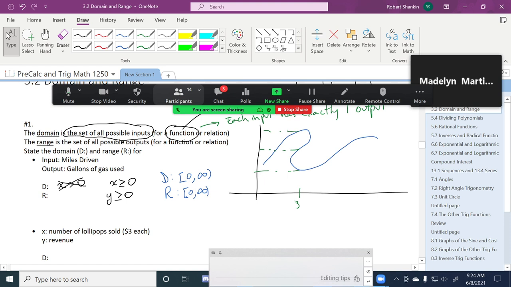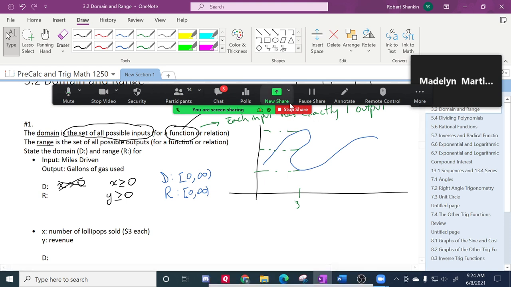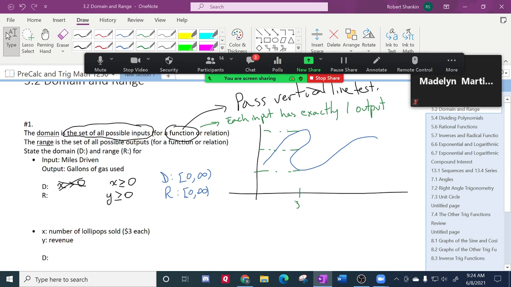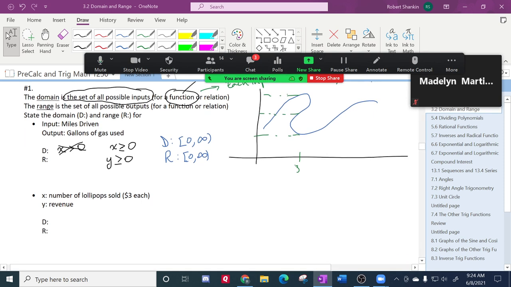And this one is a little trickier than it seems, so think carefully about this one. You're stating the domain and the range, where the x is the number of lollipops sold and the y is the revenue. Let me send you back into your breakout groups to finish making sure that you have a spokesman for the day in your group, and that you talk about this. I'll give you about a minute or two, but that's about it.